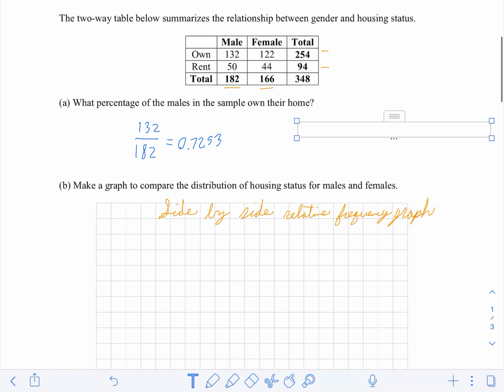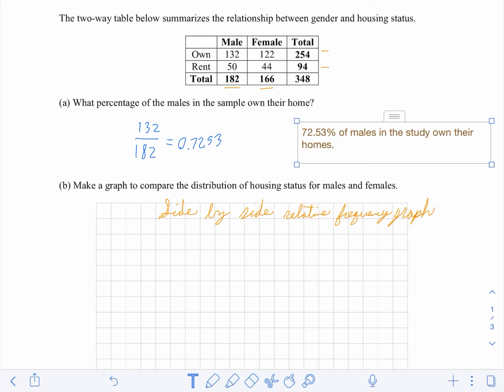All right, so I'm going to write it right down there on the side. And pretty simple answer. 72.53% of males in the study own their homes. I don't know why I put own twice. Own their homes. Okay, so pretty simple first problem. Quick, easy to get through.